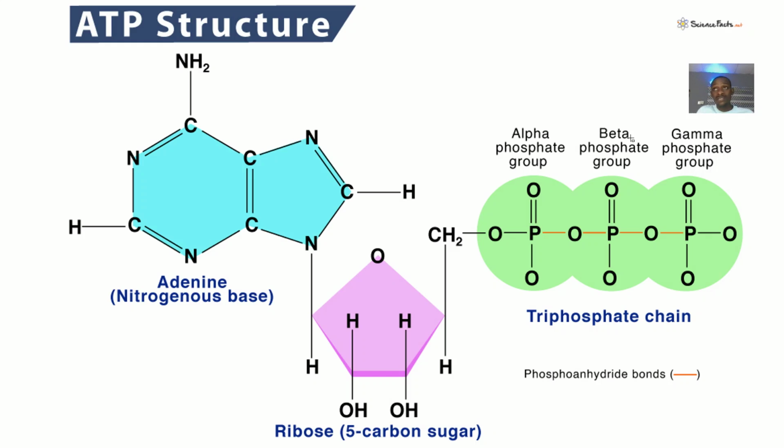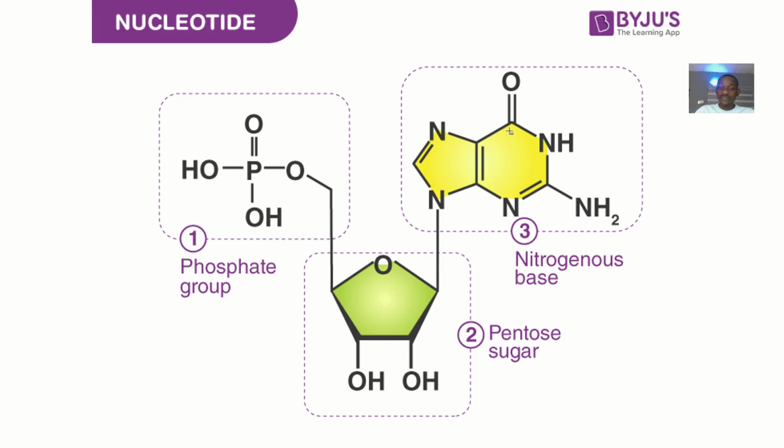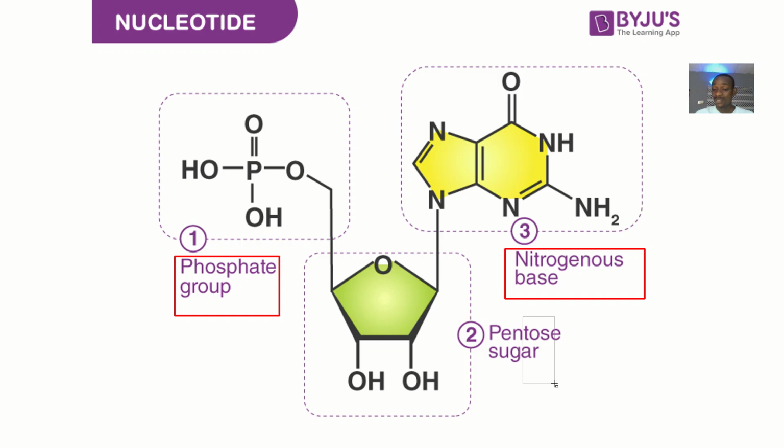Because for any reason, if somebody asks you to talk about a nucleotide, this is the one that they'll be expecting you to talk about, right? So first of all, let's use this image to illustrate what a nucleotide is. A nucleotide is a compound that contains a phosphate group. The phosphate group could be one, could be two, could be many, right? It's composed of a nitrogenous base. It's composed of a pentose sugar, to be specific.